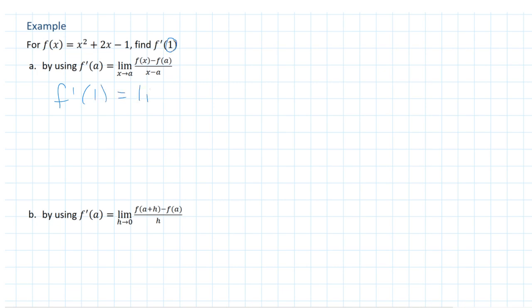going to be the limit as x goes to 1 of f of x, which is just x squared plus 2x minus 1, minus f of a. So same thing, but subbing in 1 for x. So this is 1 squared plus 2 times 1 minus 1. And all of this is divided by x minus 1.